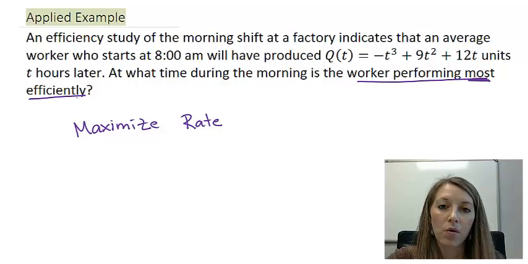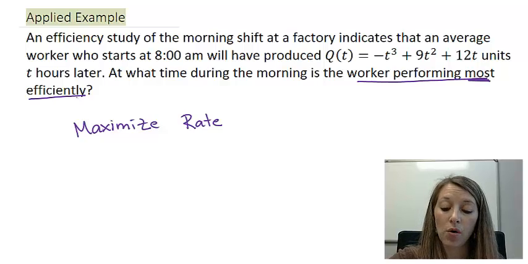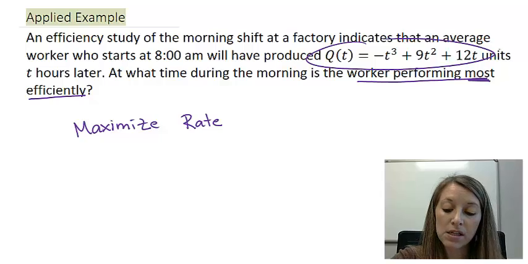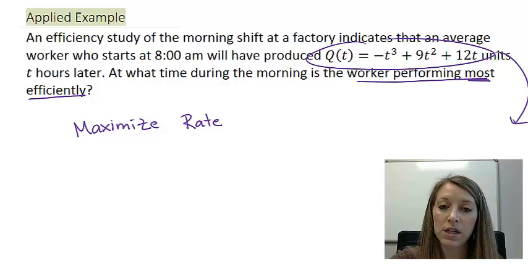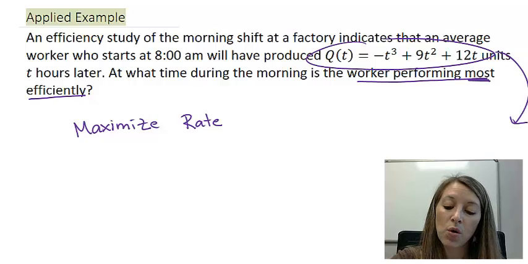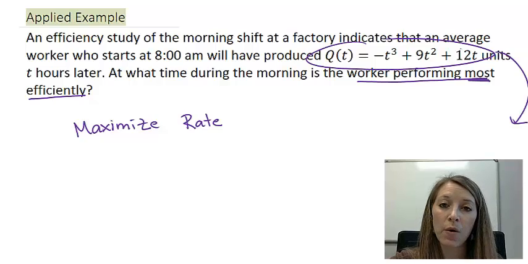Okay, now when we want to maximize any equation, we know that we need to take the derivative of it. So if I wanted to maximize this equation, I would take the derivative of it. And that makes sense to most students. But I don't want to maximize this equation. I want to maximize the rate equation.